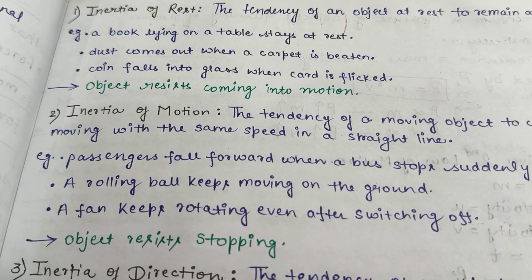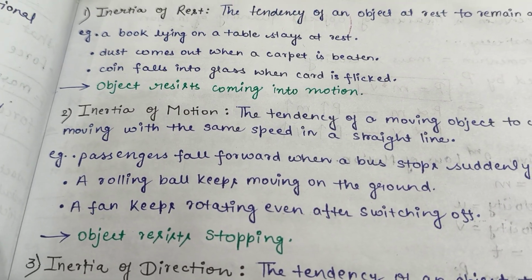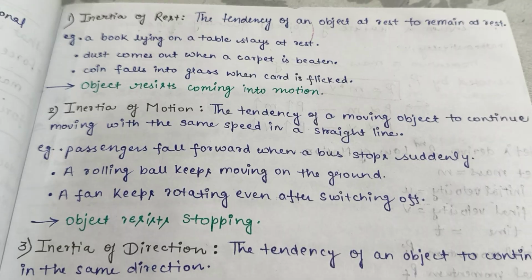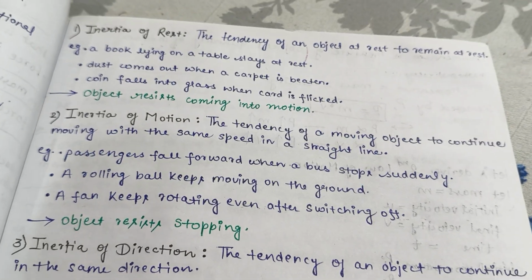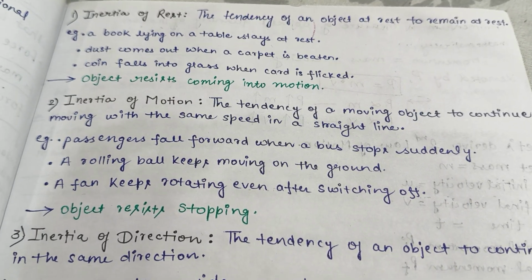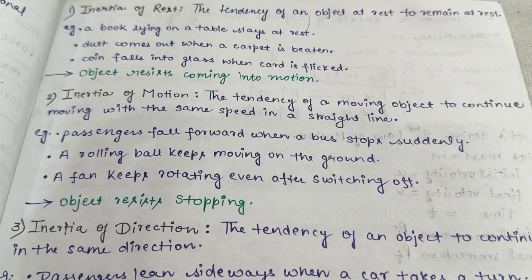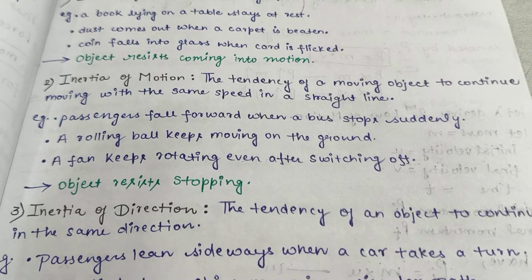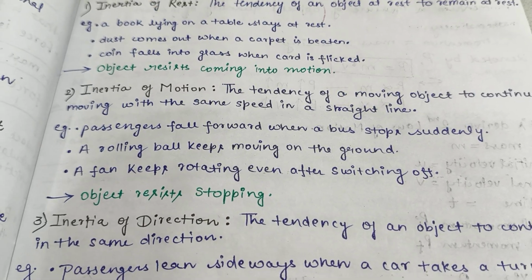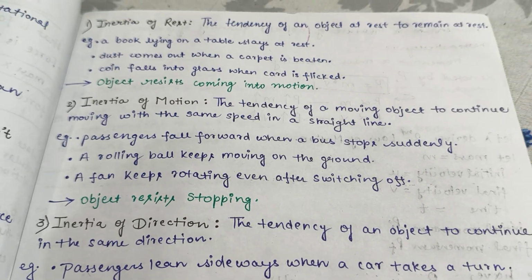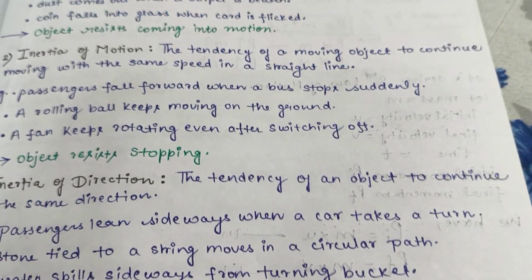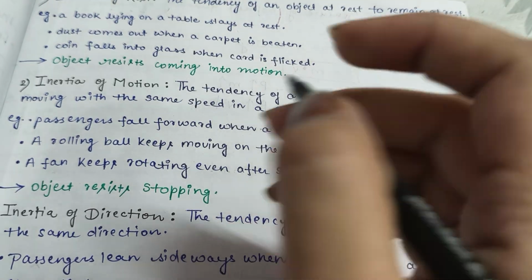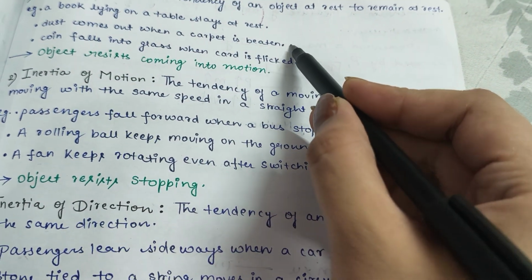Now let's talk about the other one. Dust comes out when a carpet is beaten. You must have seen, when we are dusting in our home, we beat the carpet and the dust comes out from it. It only comes out when we are beating it. And if you simply ignore it, you are not even going to notice that there is dust in your mat. Don't forget to do this at your home.